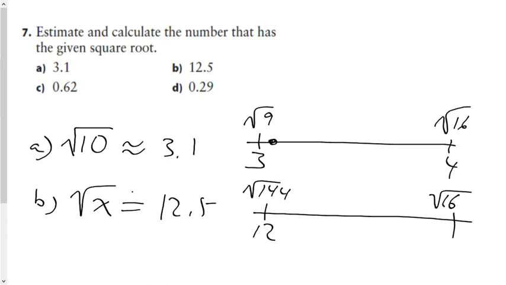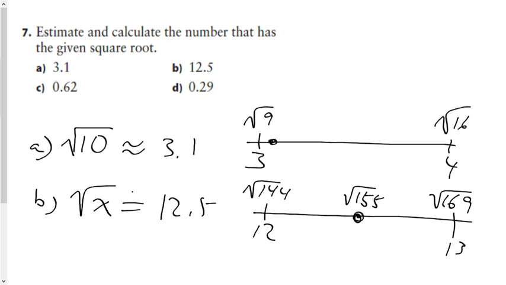And the square root of 169 is 13. So therefore, what number is the square root of what number is 12.5, right in the middle? Probably, I don't know, 155 maybe. We'll say square root of 155. Does that seem right, roughly? Should be right between 144 and 169.